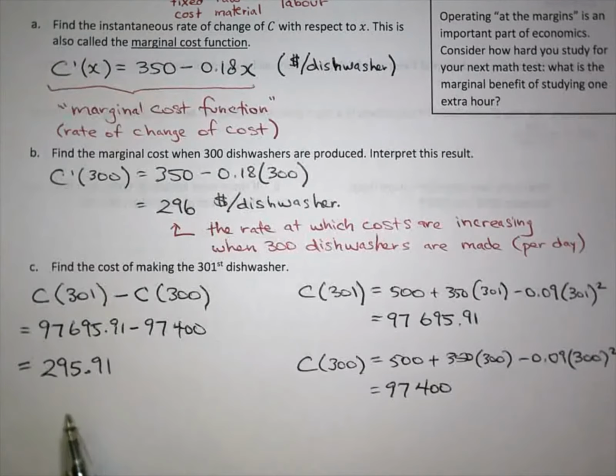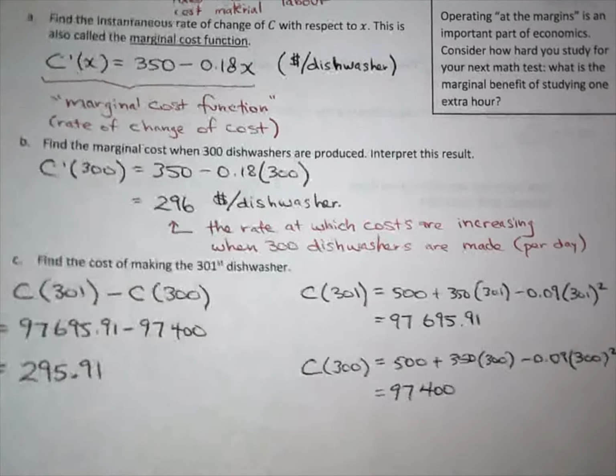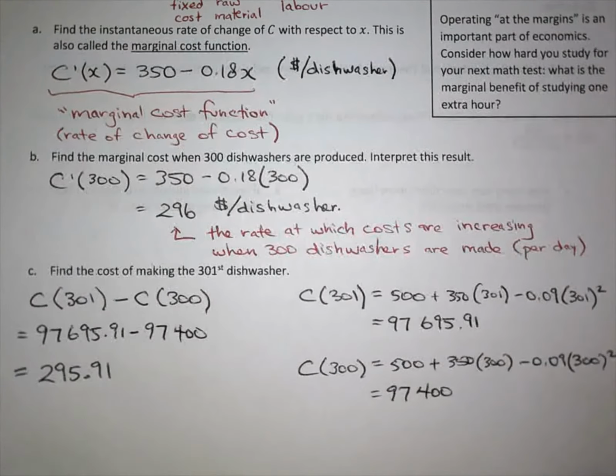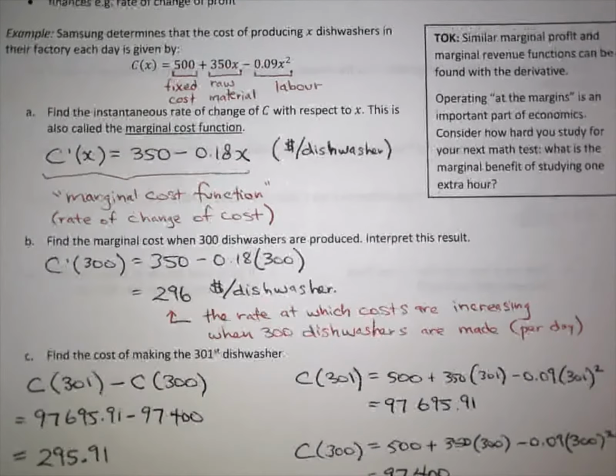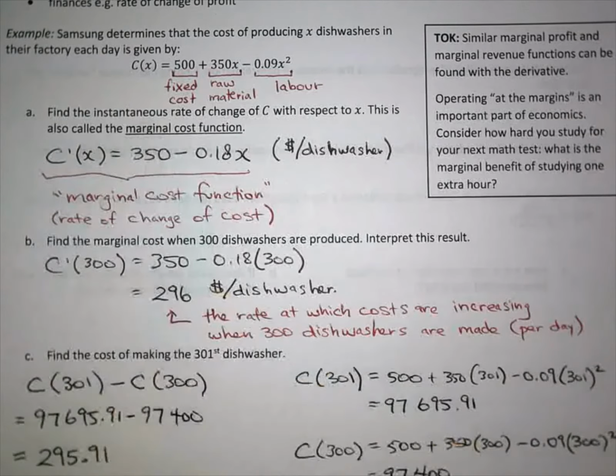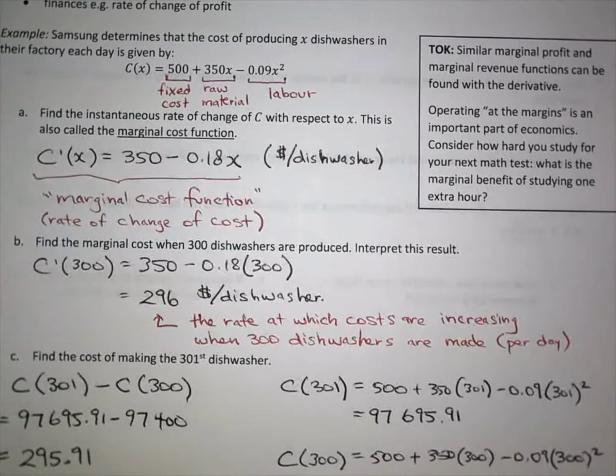You can imagine how much you sell that dishwasher for. Like $500. Oh, you're doing a pretty good profit, Samsung. We know they are. Anyways, that's a business application. Basically about the marginal. Anytime you see the word marginal.